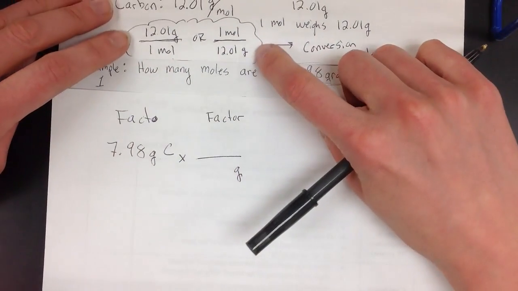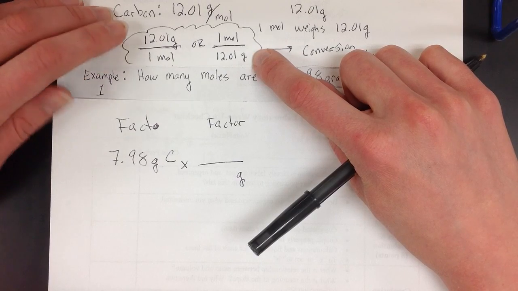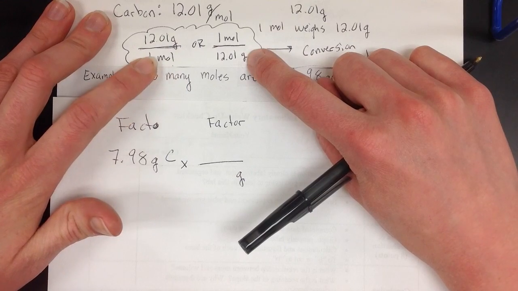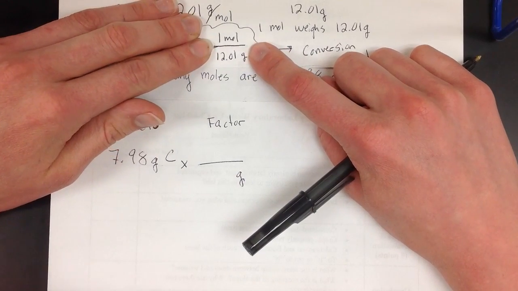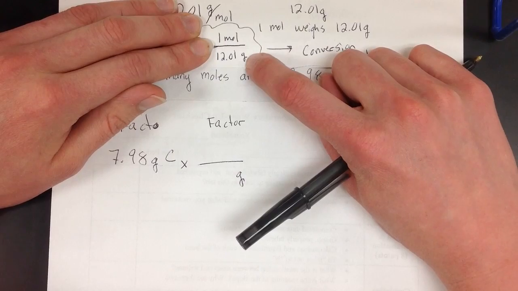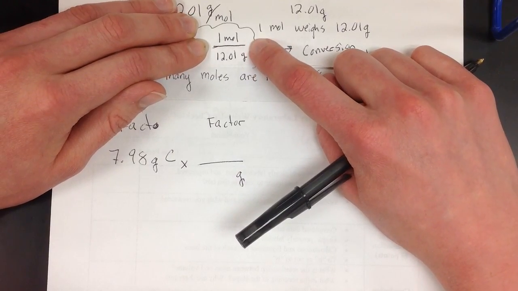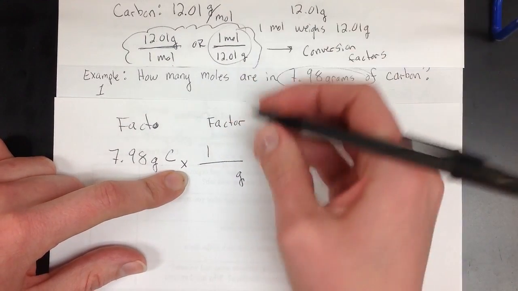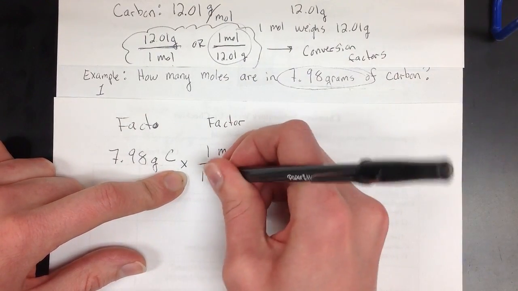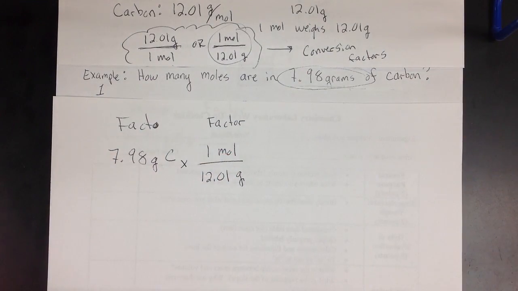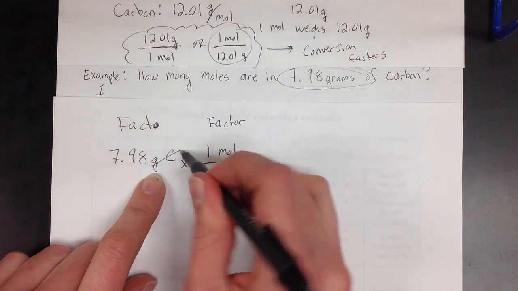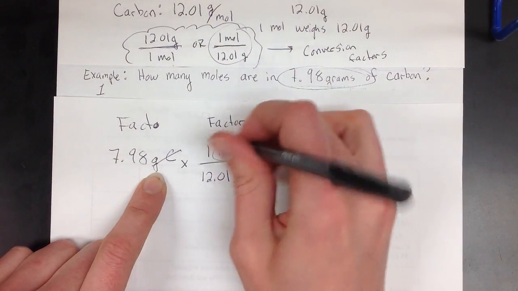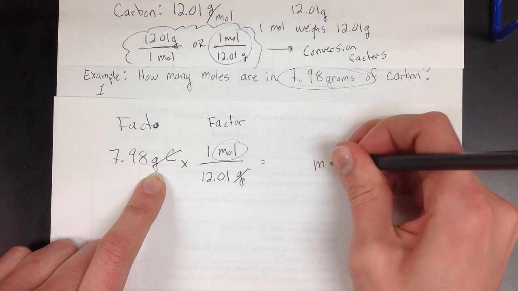So if I look up to my conversion factors, I've got 12.01 grams here over 1 mole, or 1 mole over 12.01 grams. Well, this is the conversion factor that gives me grams on the bottom. So this is the one that I'm going to use down here. So I'm simply going to rewrite this conversion factor here, because now I've got grams that cancel with grams. The unit that does not cancel is moles. So that is the unit I am left with.